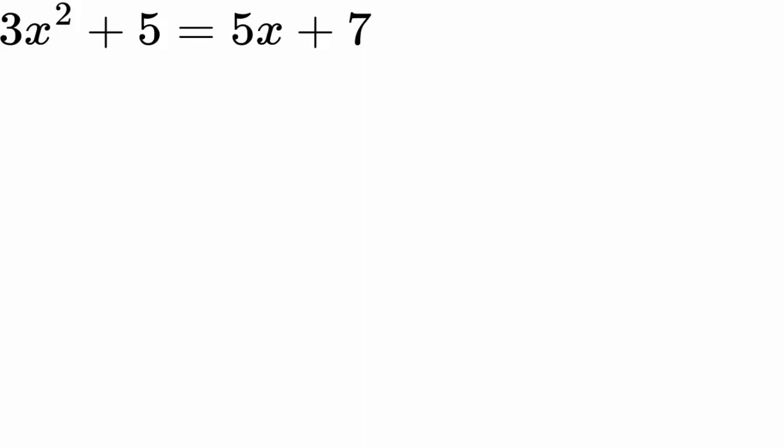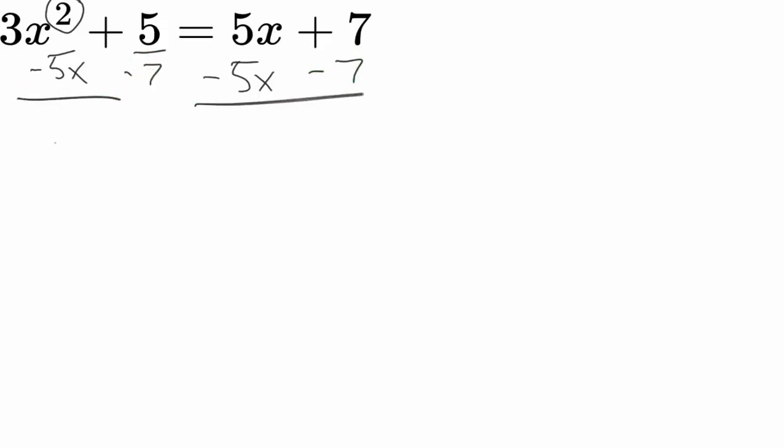So again, we still see the quadratic equation because it has x squared. So we want to move everything over to one side. So we're going to subtract 5x from both sides. Now, notice I'm putting the 5x in between. I do see a 5 here, but there's no x. Those are not like terms. And I'm also going to subtract 7 from both sides. 2 steps in one. So we get 3x squared minus 5x, and then 5 minus 7 is minus 2.